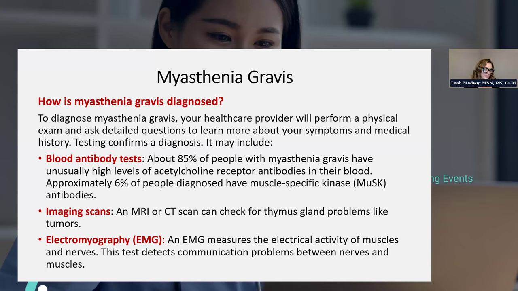So this is going to bring me to our second poll. How do we treat myasthenia gravis? How are we going to treat this patient? How are we going to get her well and get her feeling better?